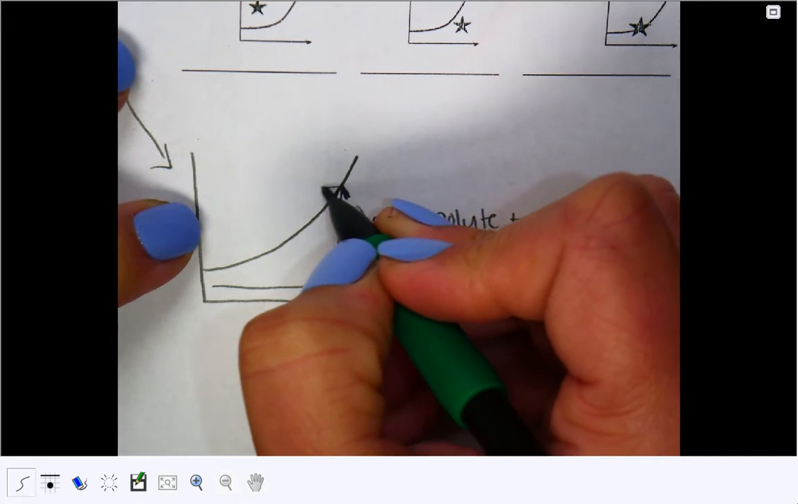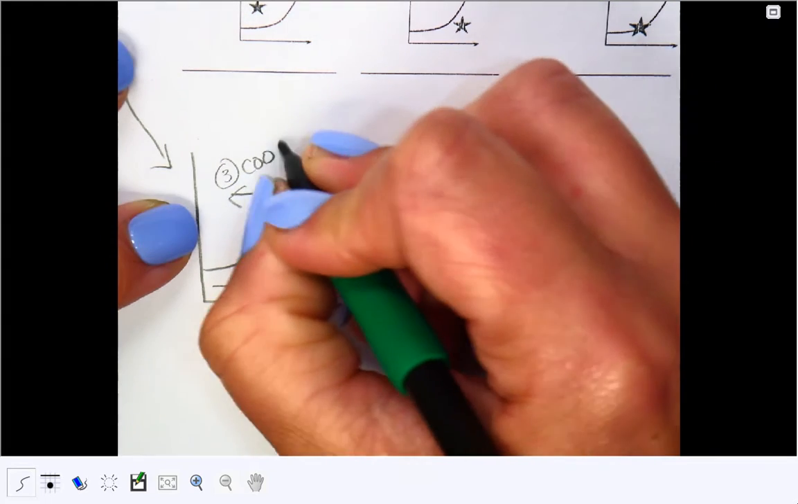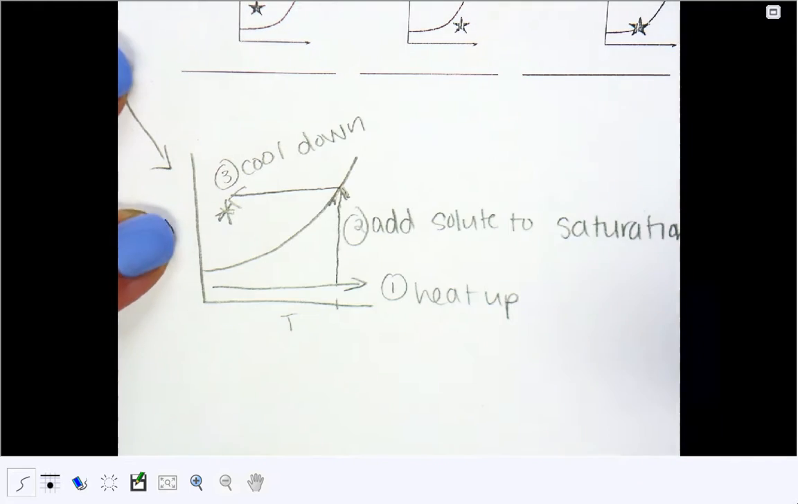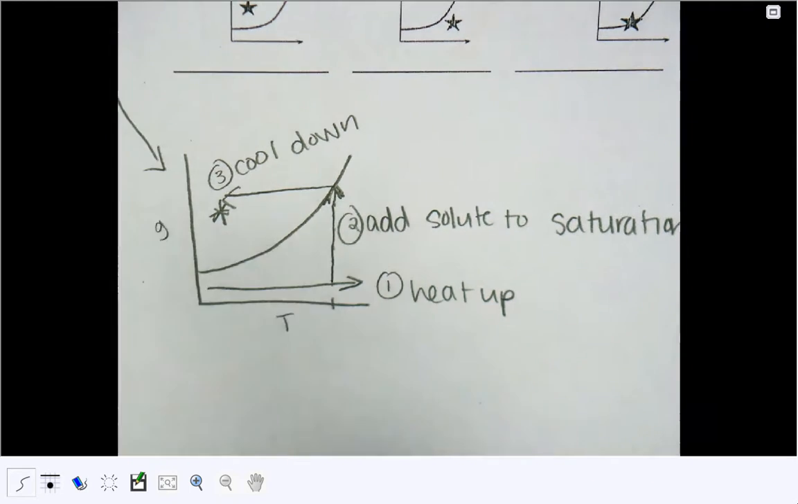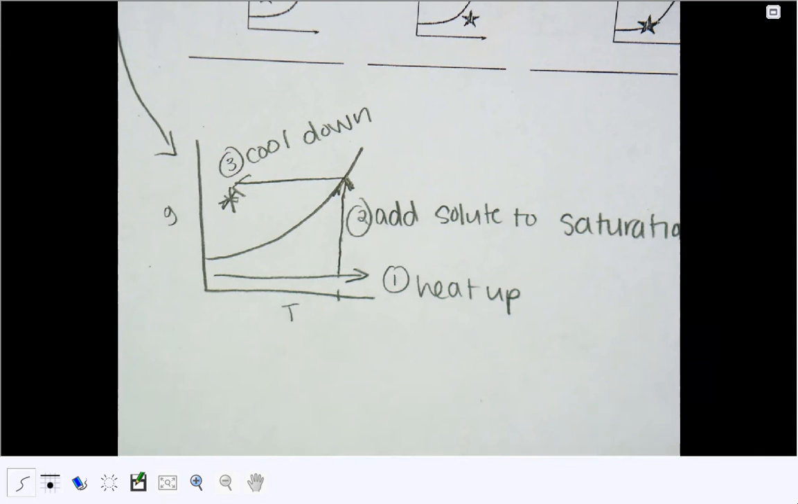Then we're going to cool it down. That's our last step. And then once you've done that, now you have something that is above your curve, right? Heat it up, add your solute, cool it down. It's a process.